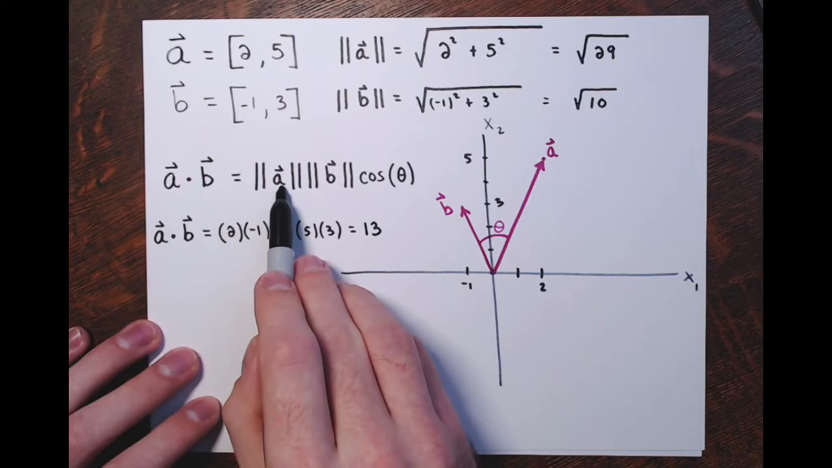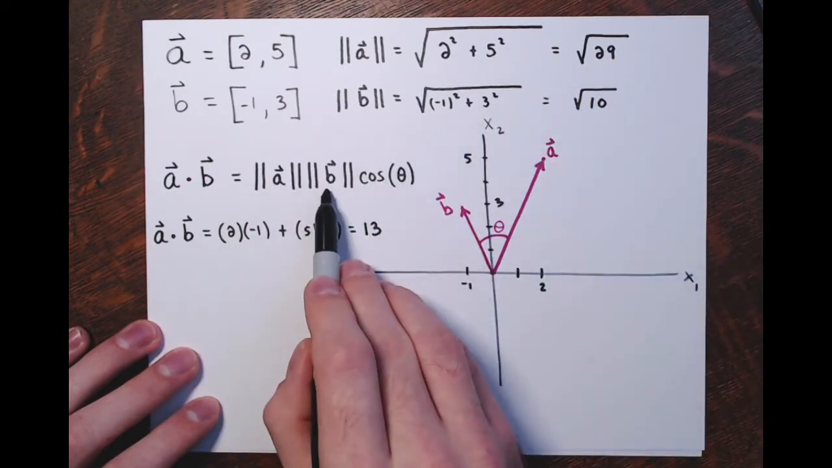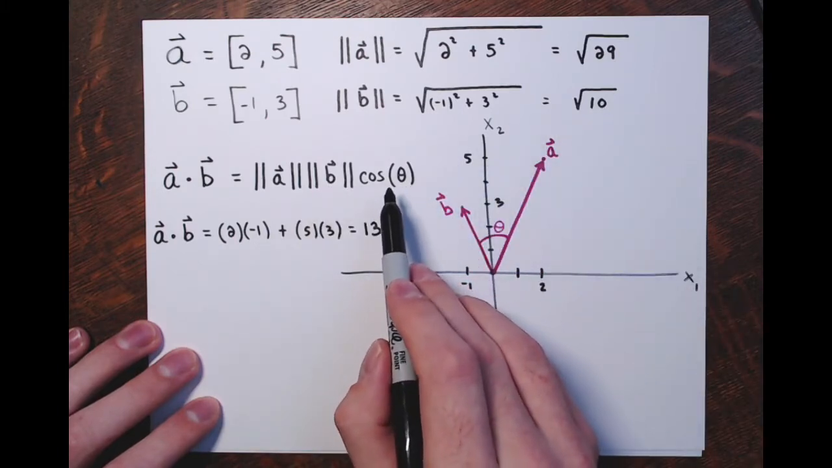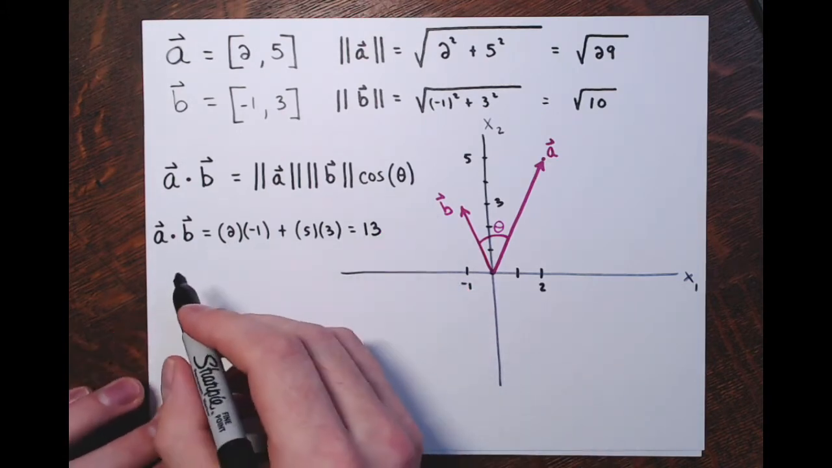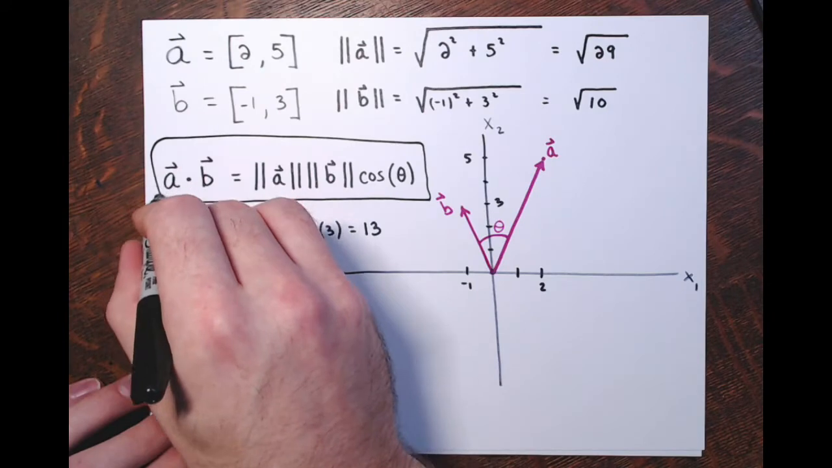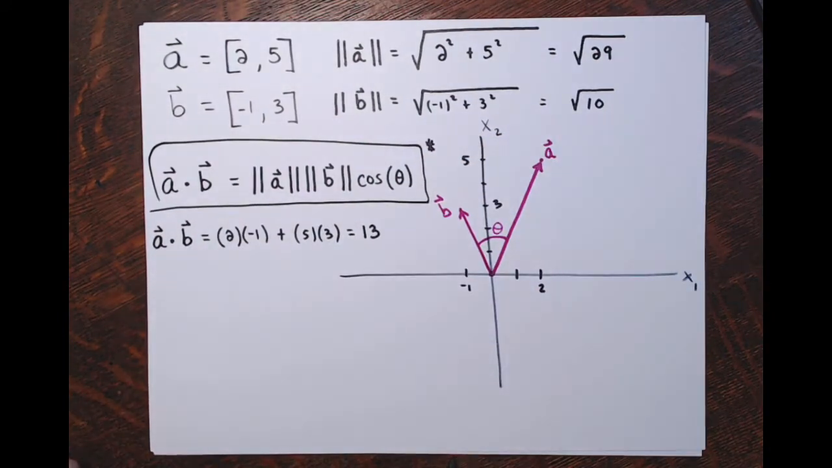I can fill in the magnitude of A. This is the square root of 29. I can fill in the magnitude of B. That's the square root of 10. So the only thing I'll be missing is the value of theta, and that's what we're going to solve for. So I'll put this in a box. Again, I'll put a star next to it. I recommend you memorize this.